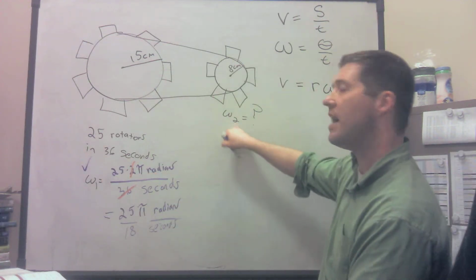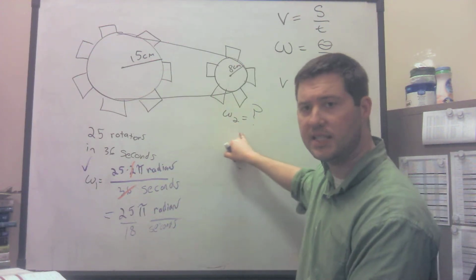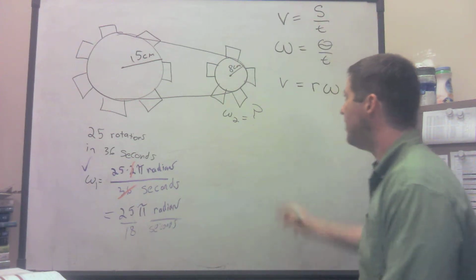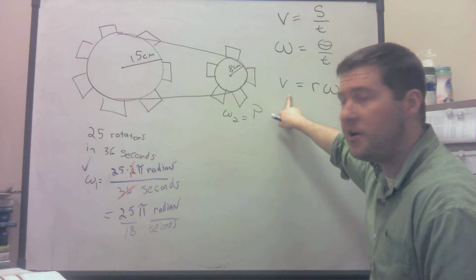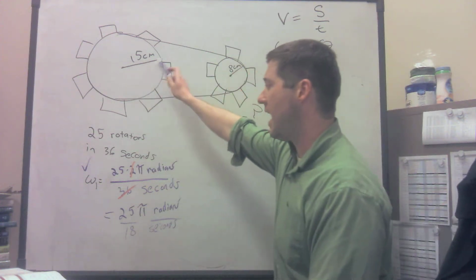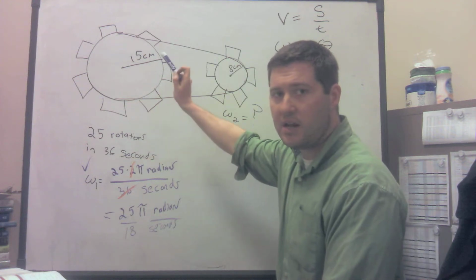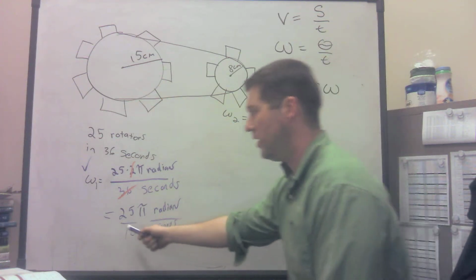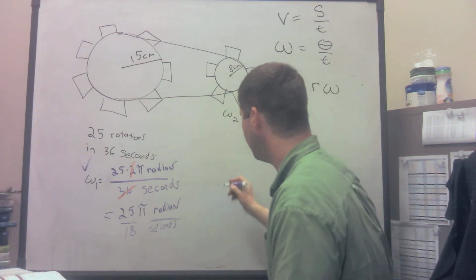The question is, how can I relate that to this second angular speed? The way I'm going to do that is using my relationship. I know that these two things have to have the same linear speed. I found the angular speed of that one. From that I can figure out the linear speed using my rule here. So using that, I can now find my linear speed.